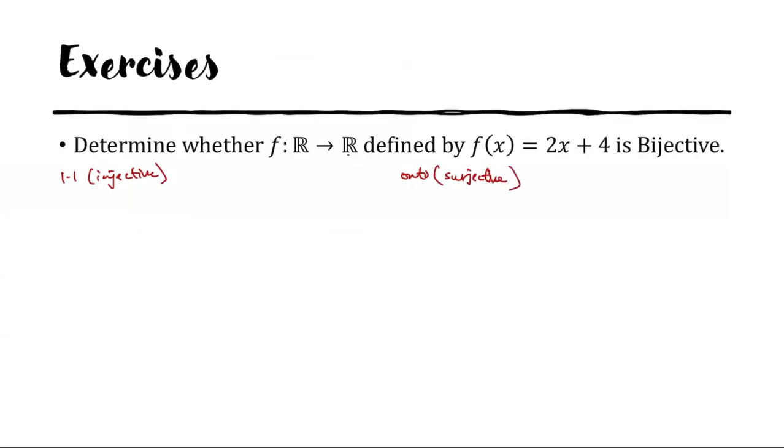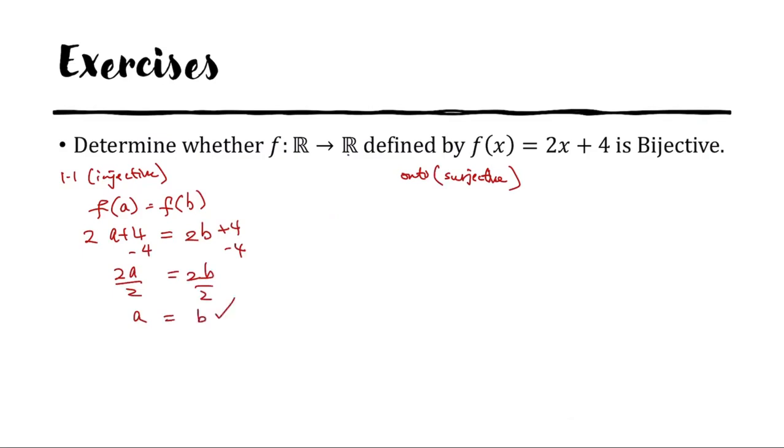To show it's one-to-one, we assume f of a equals f of b, which gives 2a plus 4 equals 2b plus 4. Subtract 4 on both sides and you get 2a equals 2b. Then we divide by 2 on both sides and get a equals b. So we have shown this is an injective function.